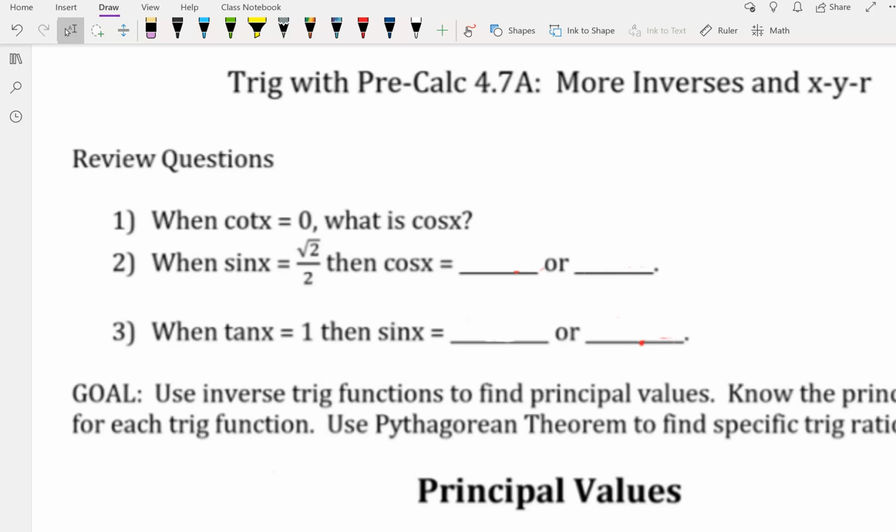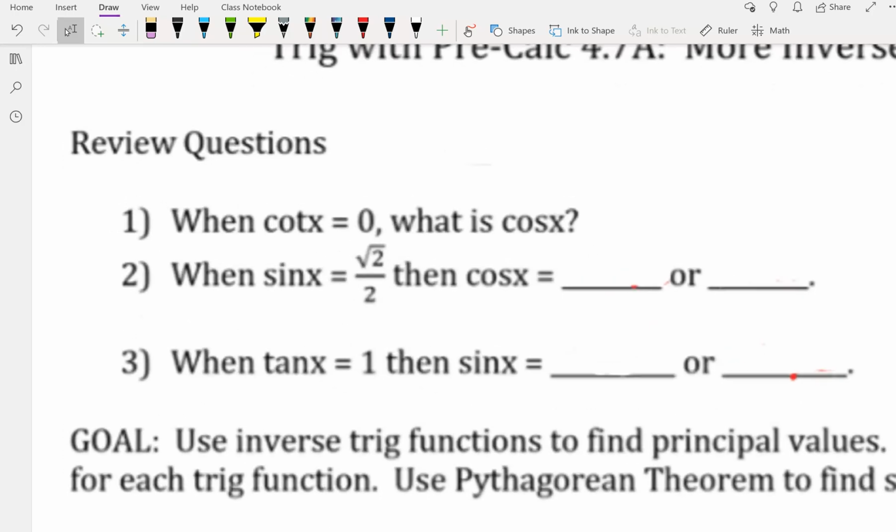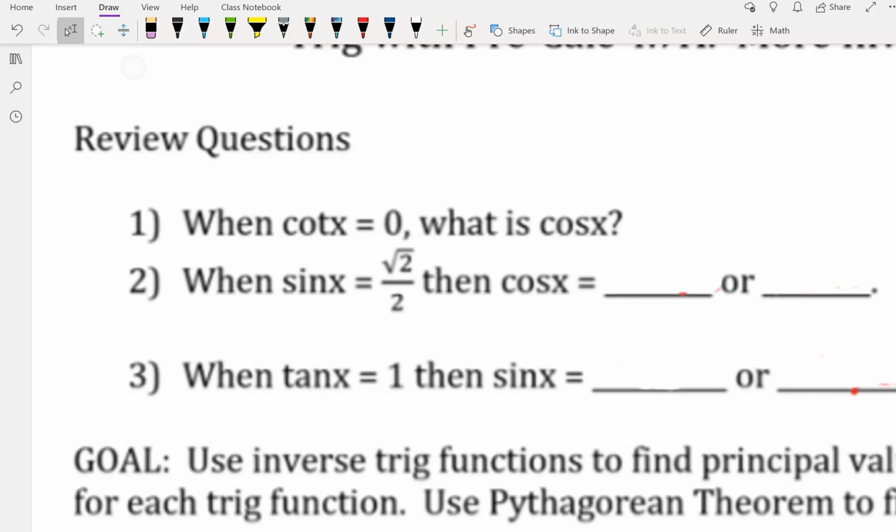Alright, the first one says cotangent of x equals 0. What is cosine of x? First off, we need to figure out what x would have to be if cotangent is 0. I don't really like dealing with cotangent, so I'm going to change this to tangent of x equals 1 over 0, because cotangent and tangent are reciprocals of each other. But 1 over 0 is undefined.